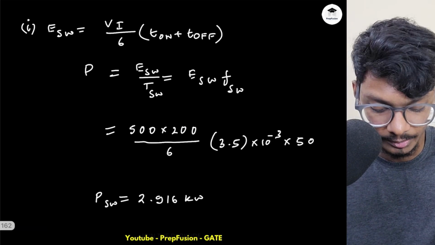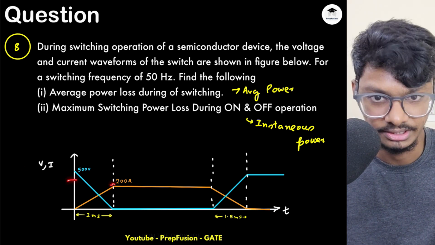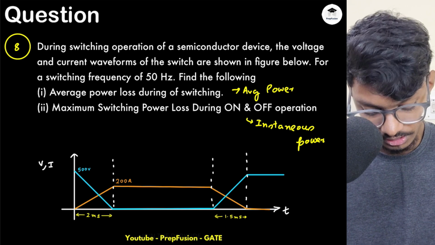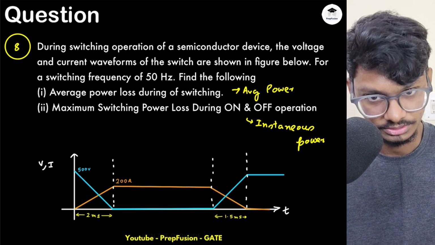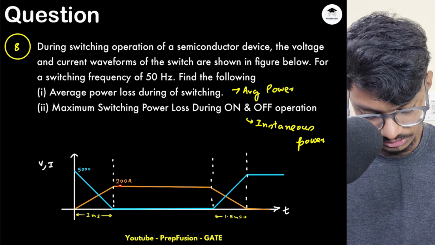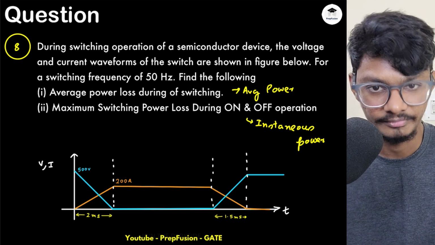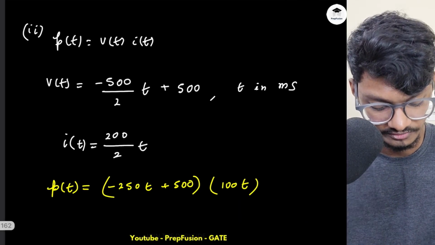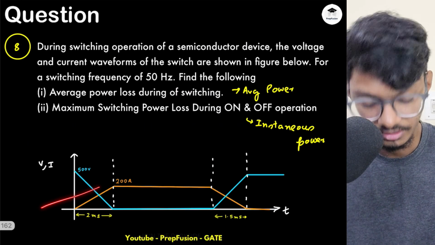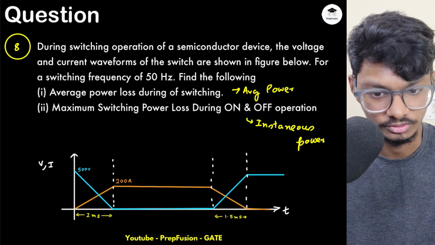A few people remember the result: it is basically VI divided by 4. In this case VI is 100 kilowatts, because 50 into 2 is 100 with 3 zeros. So 100 kilowatts divided by 4 is 25 kilowatts. So 25 kilowatts is the answer. Few students remember this. For this graph, yes, it is correct. But if the graph is someday different, you won't be able to do it. You have to solve by yourself only.